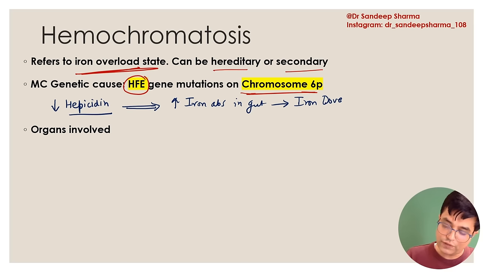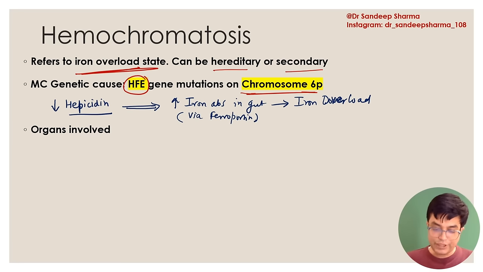Iron overload is produced in the patient, and this increased iron absorption is mediated via ferroportin. Now, what are the organs which are involved in producing hemochromatosis?